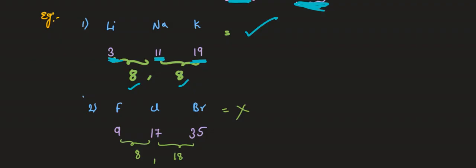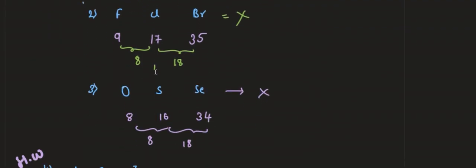Whereas for the second example, they have provided fluorine, chlorine, bromine. The atomic number of fluorine is 9, chlorine is 17, and bromine is 35. So what do you get? 17 minus 9 is 8, 35 minus 17 is 18.